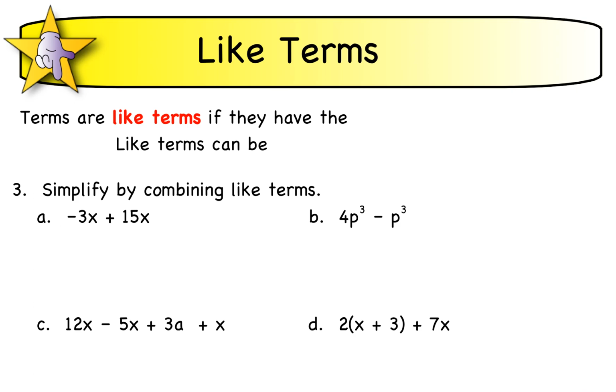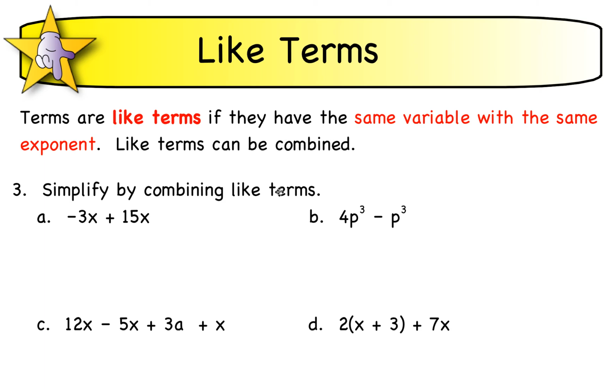And our last slide, like terms. Terms are like terms if they have the same variable with the same exponent. And like terms can always be combined. So our directions say simplify by combining like terms. Well, are these like terms? Are 15x and negative 3x like terms? And the answer to that question is yes.